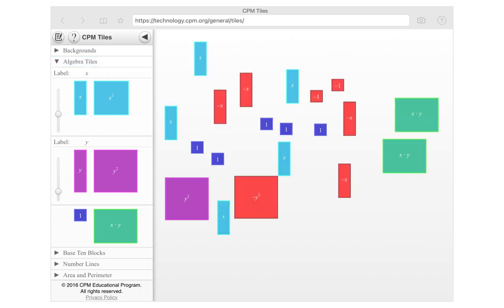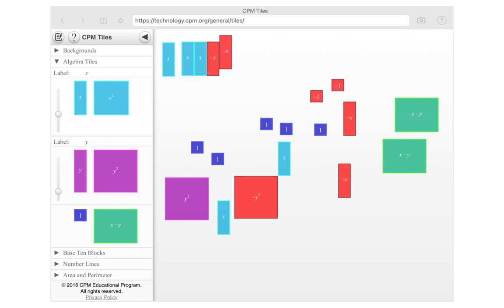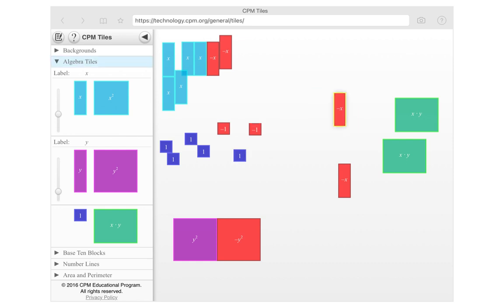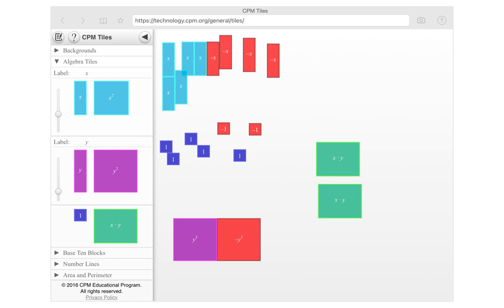All right, when you look at this, you see that there's a lot of different tiles here all laid out on the screen, and we want to start by grouping our like tiles together so that we can consolidate a little bit. So I'm going to just kind of rearrange by putting my x's together. Makes it a little simpler to see. I've got some y squareds, and then I've got some unit tiles, and a couple more x's, and then over here I've got those green, those xy's.